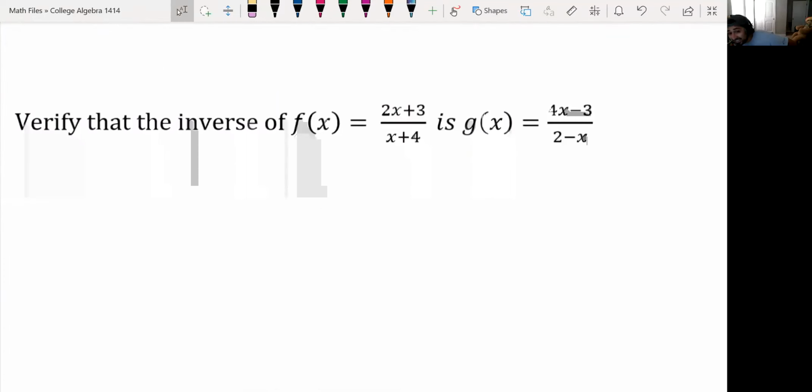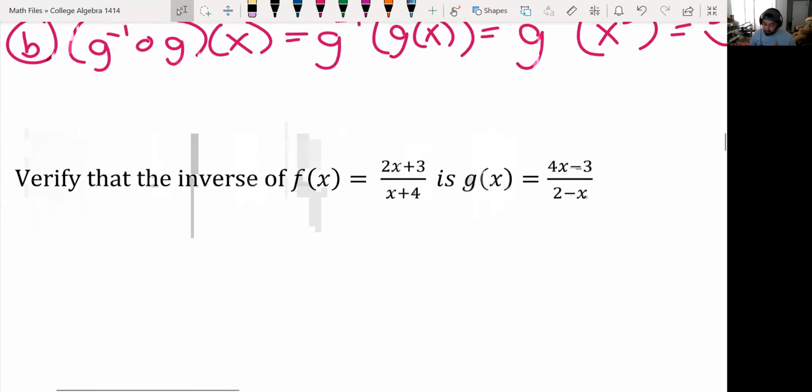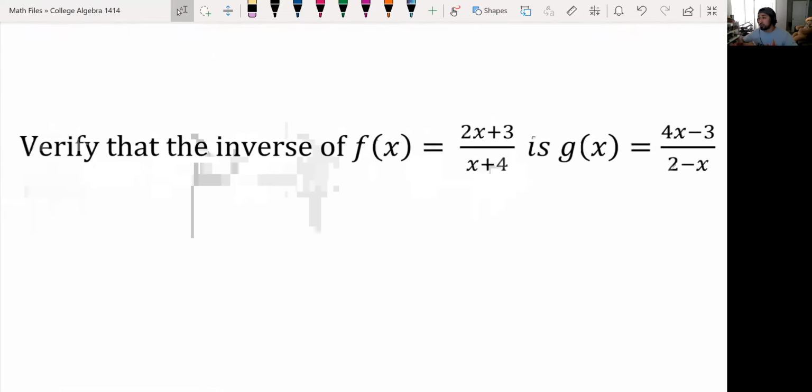Verify that these functions are inverses of each other. So, oh my goodness, we're going to plug a fraction into a fraction, y'all. Okay, so verify that the inverse of f of x equals 2x plus 3 over x plus 4 is g of x equal to 4x minus 3 over 2 minus x. So they didn't write it as the inverse with the inverse notation, but the point is, let's go ahead and compose these two to see if they are inverses of each other.